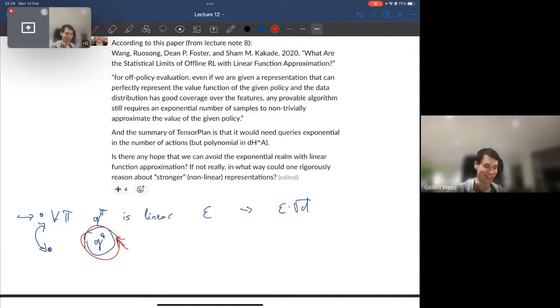Good question. I'm not 100% sure. There are always settings you can find in between two settings, where one is possible and the other is impossible, and then see if you can say something about it.